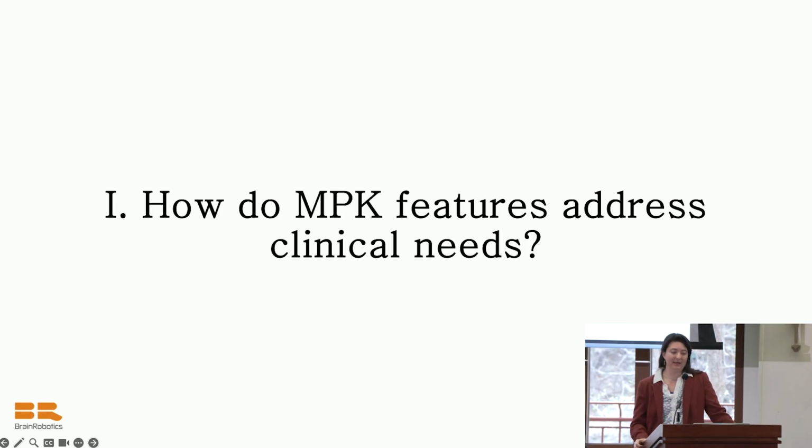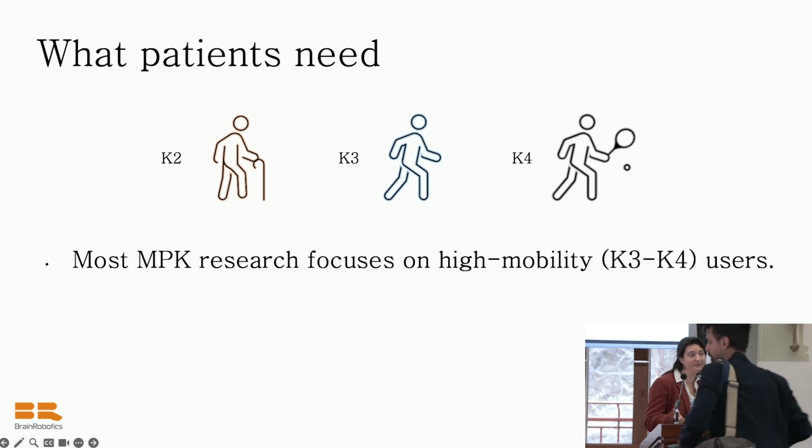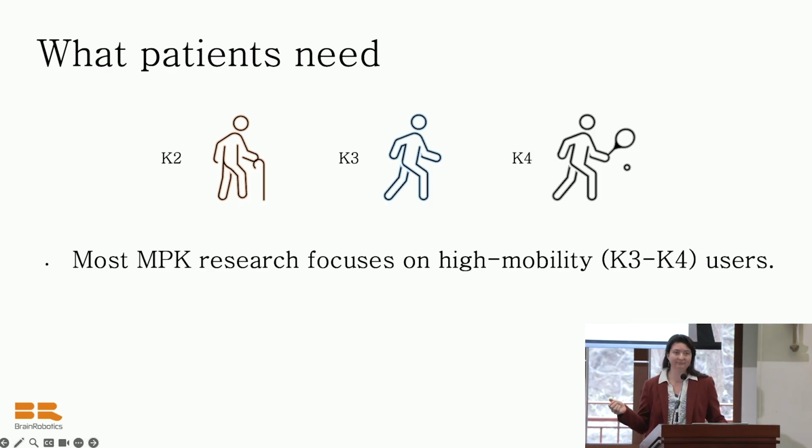Let's start by looking at how specific features in MPKs map to specific clinical needs. For Neuro, this design wasn't driven by just what can we do, but what patients actually need. Individuals with limb loss or limb difference can be described using a clinical scale from K1 to K4, based on their functional mobility potential. K4 users are high-activity individuals such as athletes. K2 users on the other end of the spectrum have mobility potential, but need significantly more support. K3 users are those who fall somewhere in between.